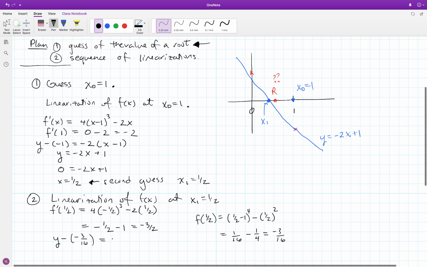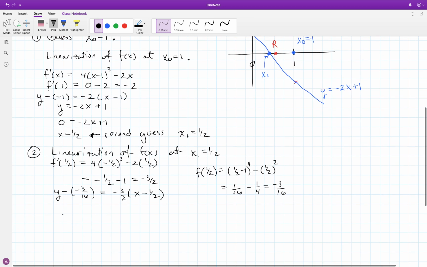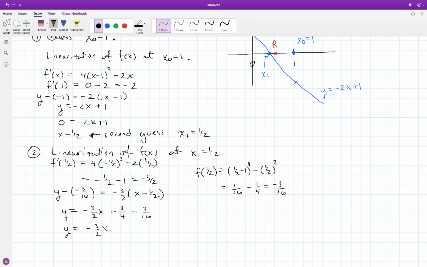Continue building my tangent line. So the slope was negative 3/2, and then there we go. Okay, so y is 3/2. Okay, so this new linearization does a better job approximating f near my root, assuming that my new x value that I expanded around, x1 equals 1/2, is closer to the root than my original x value in my original linearization.